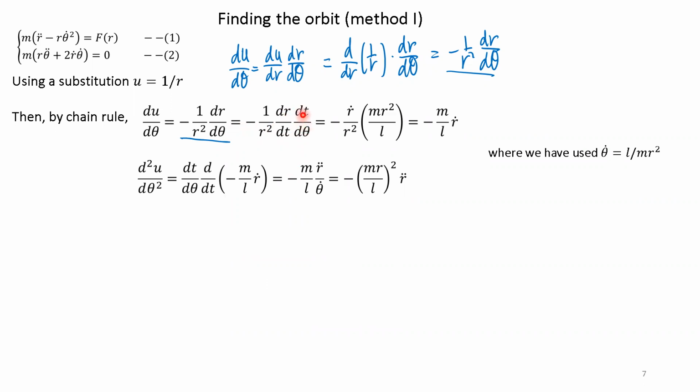And now we'll be using the same strategy more than one time: whenever we see this d theta dt, which is theta dot, we will replace it by L divided by m r squared. Right. So remember, this one is from conservation of angular momentum. Right? So then here I have this dt d theta, which is 1 divided by theta dot. Then I replace it by this. So that gives me this. Then du d theta at the end is just minus m divided by L times r dot.